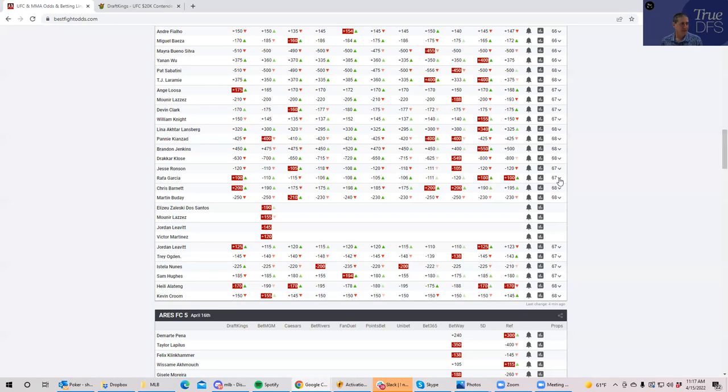So this is the perfect fight for me. I'm taking both sides of this. I mean, I have no idea what's going to happen, but I think it's a really strong fight to target.